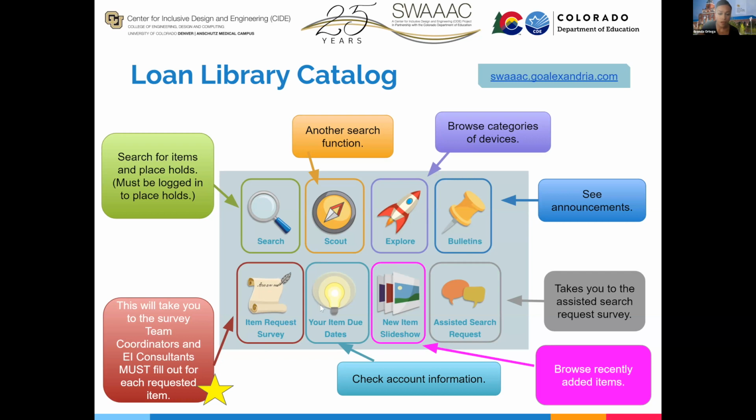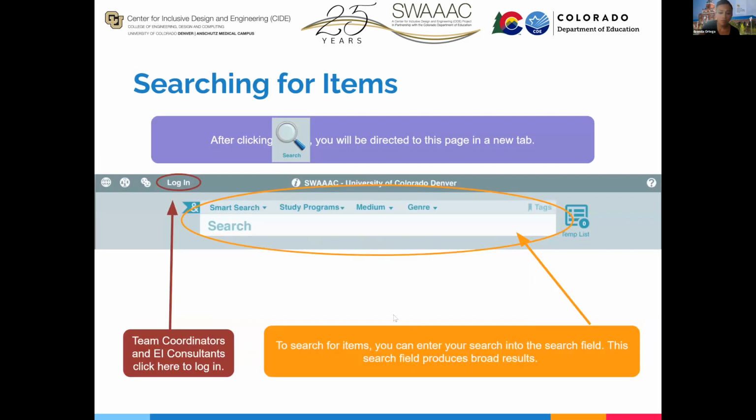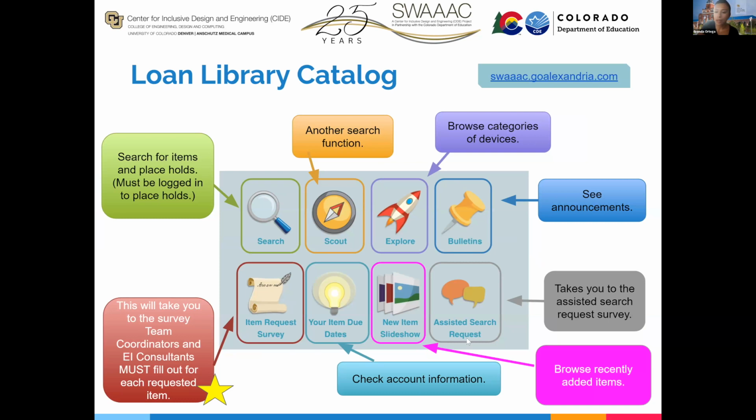Okay. The Your Item Due Dates icon, here is where you go to get some account information. Okay, the New Item slideshow, you will select that and you will see what new items have been added to the library recently. And then this last icon, it will take you over to a survey where you could request assistance with searching for an item. All right.